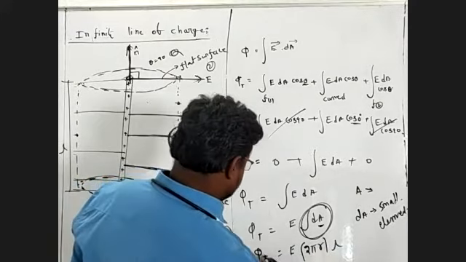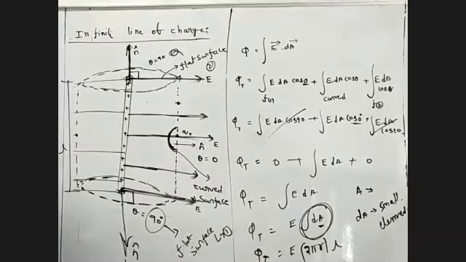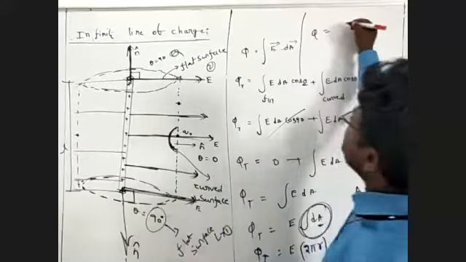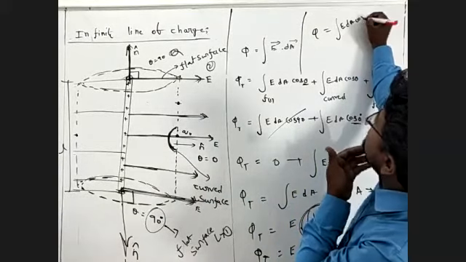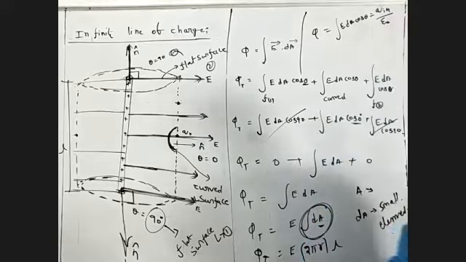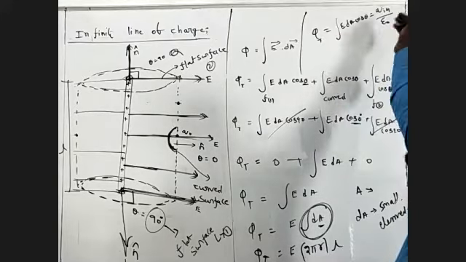So phi t is equal to E into 2 pi r L. This is the formula. Now, we know Q in by epsilon naught from Gauss law. So the total flux and Q in by epsilon naught are both equal.